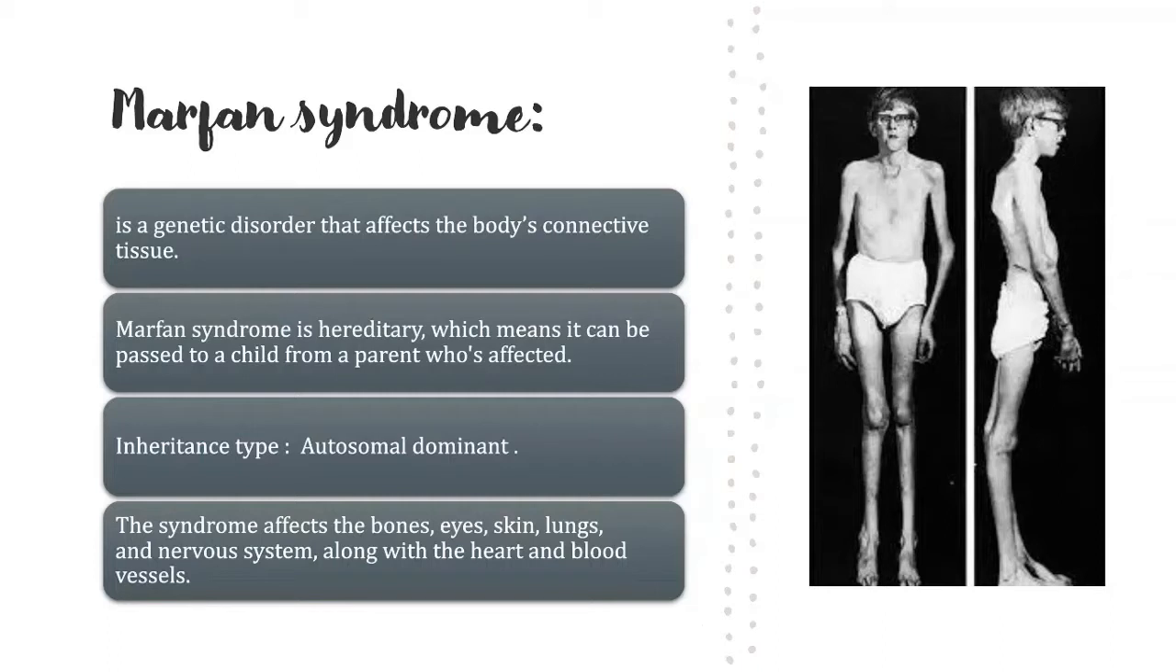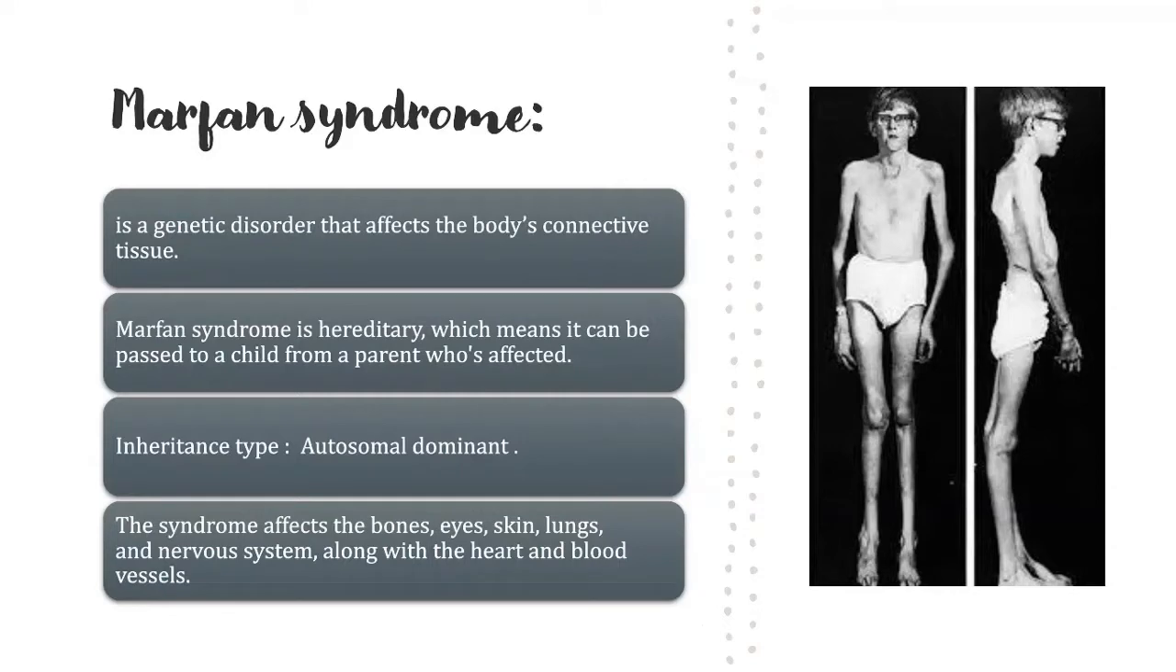Actually, they give strength, support, and elasticity to tendons, cartilage, heart valves, even to blood vessels and other parts of the body. Marfan syndrome is hereditary, which means that it can pass to a child from a parent who is affected, and it shows an autosomal dominant type of inheritance.